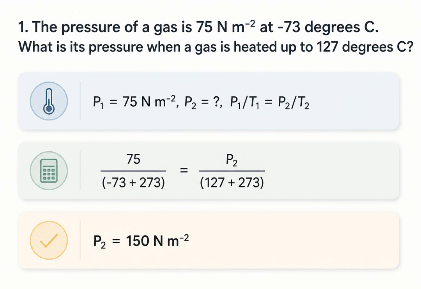Let's calculate a new pressure using Gay-Lussac's law. A gas at negative 73 degrees Celsius has a pressure of 75 newtons per square meter. We heat it to 127 degrees Celsius. After converting both temperatures to Kelvin, we solve for P2, which comes out to 150 newtons per square meter.